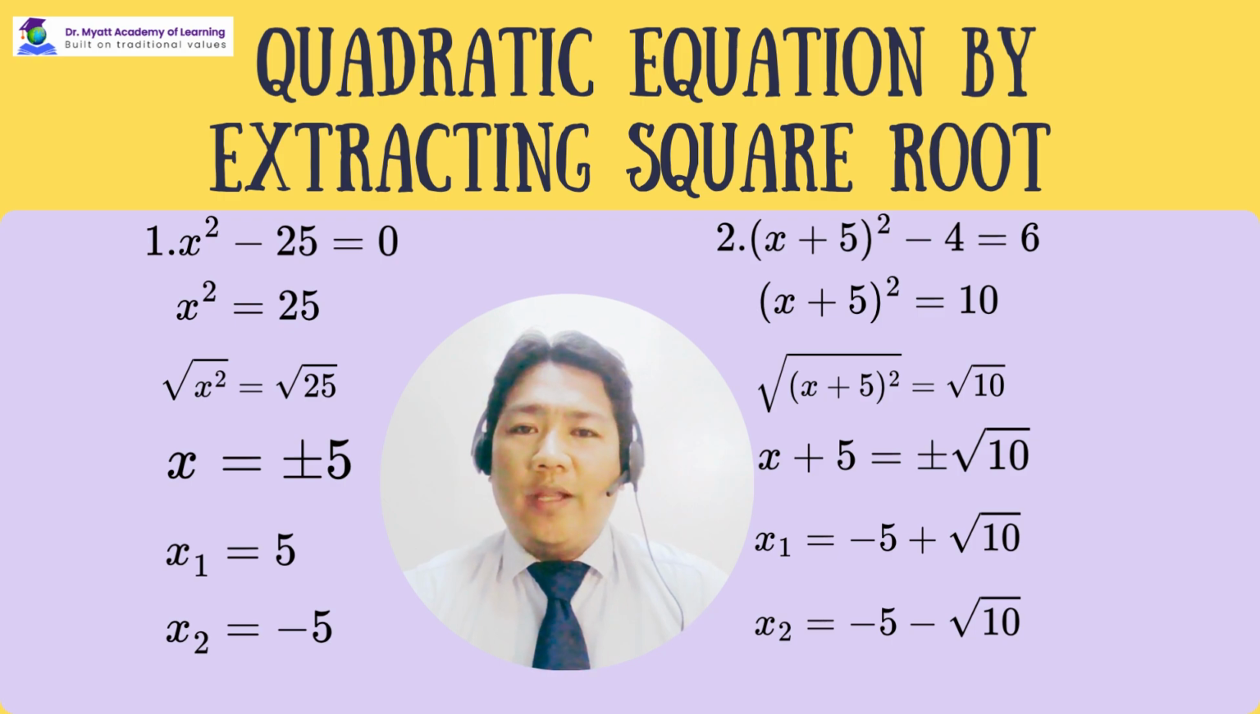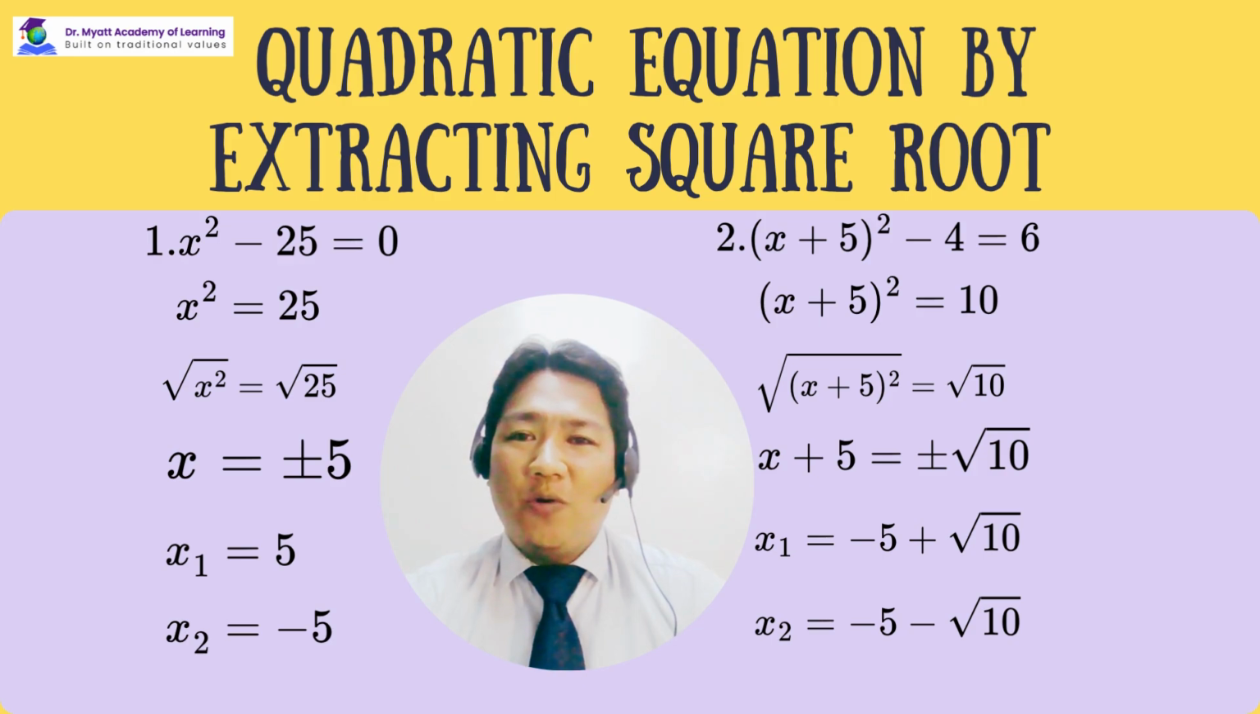Let us solve the given quadratic equation by extracting square roots. Given x squared minus 25 is equal to 0. We are going to add 25 to both sides using the addition property of equality. So we get x squared is equal to 25. Using the square root property, by getting the square root of both sides of the equation, we have the square root of x squared is equal to the square root of 25. So the value of x is equal to plus or minus 5. So our x sub 1 is positive 5, and our x sub 2 is equal to negative 5.